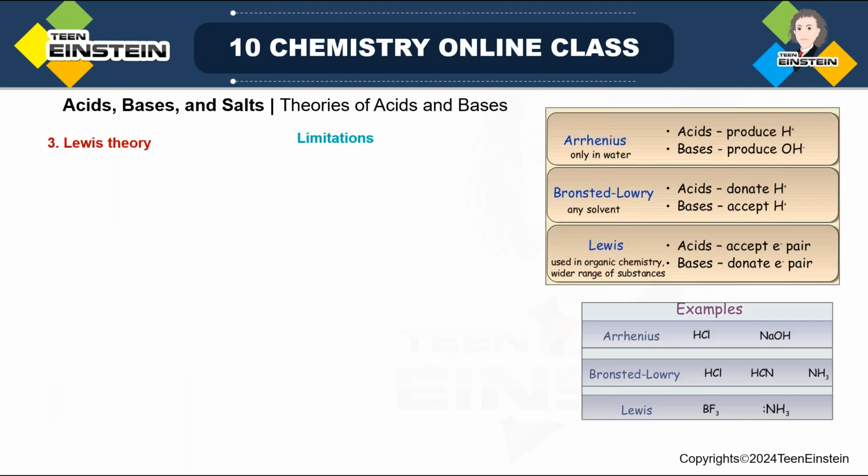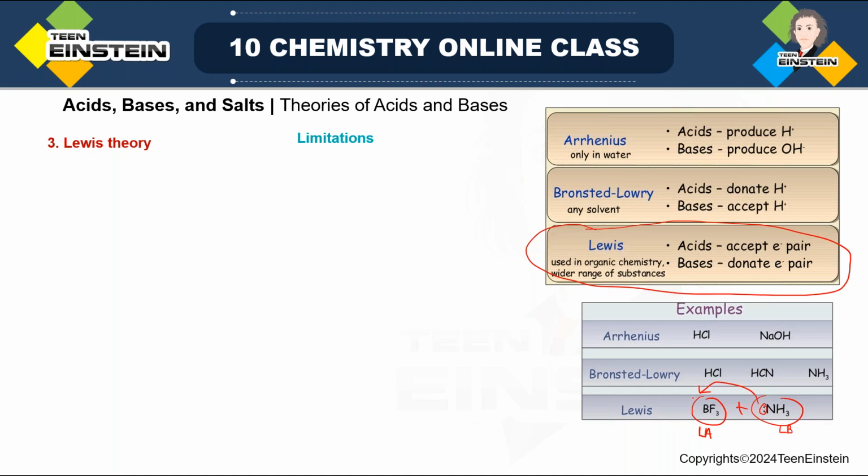Now go to the third theory, the Lewis theory. What is the definition? It is mostly used in organic chemistry. It has very wide applicability. It is the most general among these three theories. Acids are those species that accept an electron pair. So BF3 can accept an electron pair. So this is a Lewis acid, LA. This is a Lewis base, LB. Now, if you react these two species with each other, what will happen? This lone pair will be donated to BF3 and they will form a species like this.